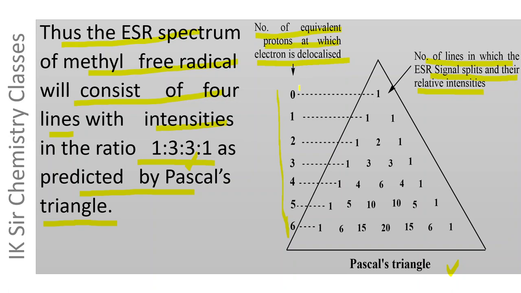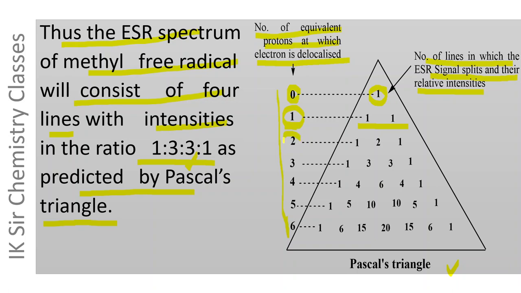If the unpaired electron is not in the vicinity of any proton, if the number of protons is 0, that is, the electron is in free state, only one line will be obtained in the ESR signal. If the unpaired electron of a free radical is present in the vicinity of one proton, the ESR signal will split up into 2 lines with intensities in the ratio 1:1, as in the case of hydrogen atom.